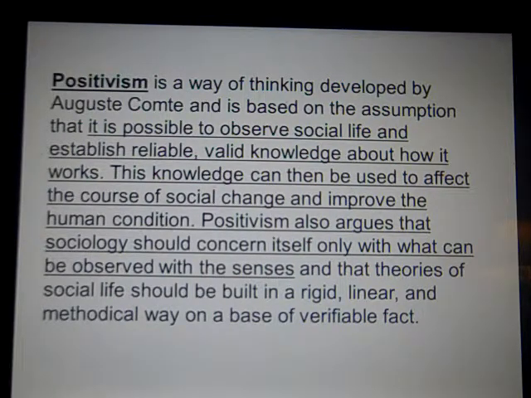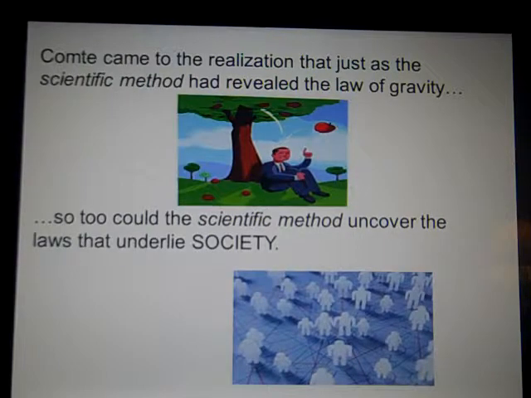His idea of positivism was that what we really know and can understand about the world comes through our senses. We can observe objectively, and measure objectively, what we can observe through our senses. And that was his idea of positivism. He came to the realization that just as the scientific method had revealed the law of gravity, so too could the scientific method uncover the laws that predict or guide society. So you have the scientific method, which is discussed in your book. We'll get into that some more too. That set out and predicted natural things, natural laws. But you can also use the scientific method, observation, repetition, testing, etc., to predict things that happen in society with people.